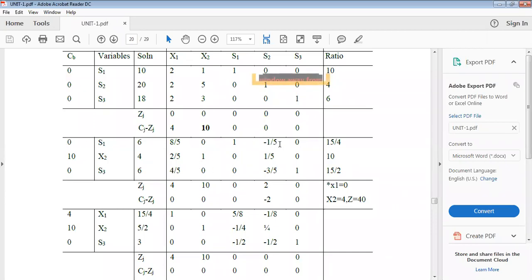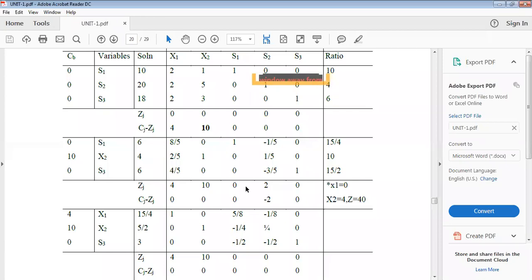Next, 0 into minus 1 by 5, 0, 10 into 1 by 5. 10 into 1 by 5 means you are getting 2. And 10 into 0 means automatically you are getting 0. So like this, you are getting Zj. All these values are to be multiplied with these particular values, and you have to add them. Again, all these values are for the second row. So with this particular column, you have to do the third column, fourth column, like that, multiply and develop the Zj.